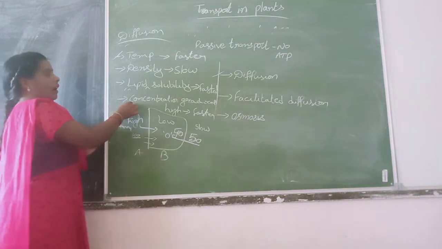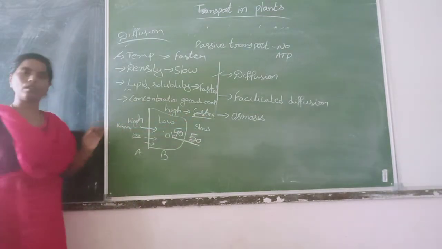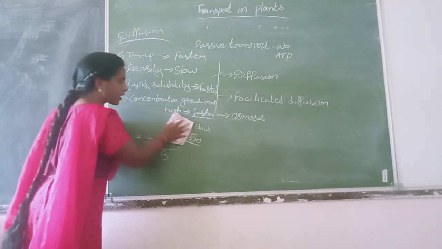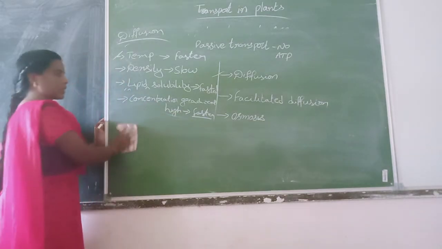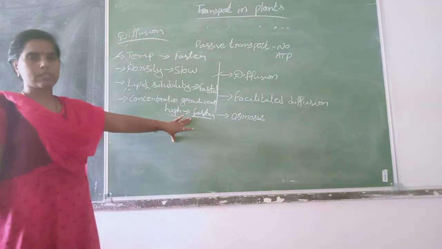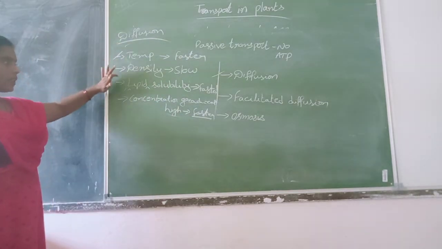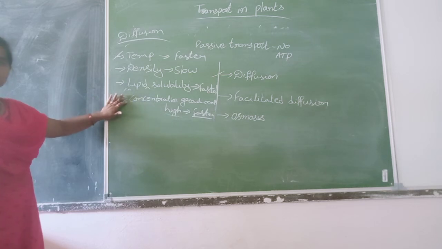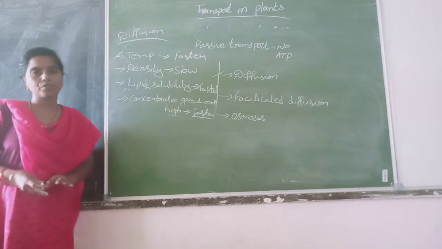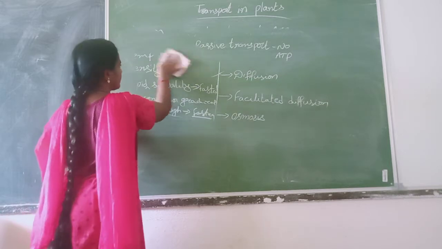So if the concentration gradient is high, then diffusion also happens faster. If the concentration difference is greater, automatically the diffusion process will take place faster. Okay? Temperature, density, lipid solubility, and concentration gradient are the factors which affect the diffusion process. Okay, we will go to the next one.